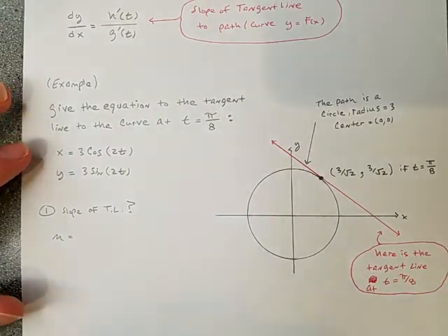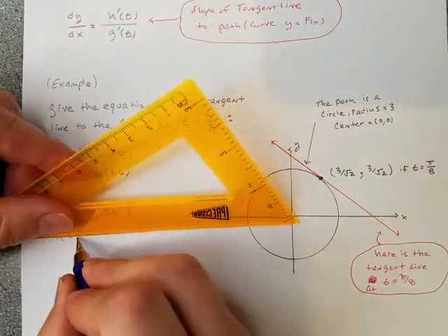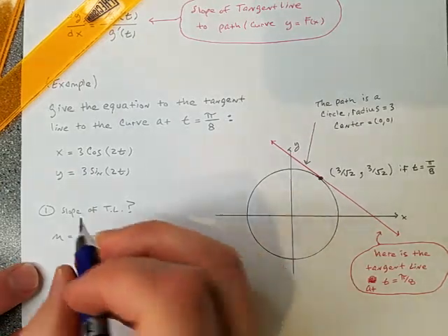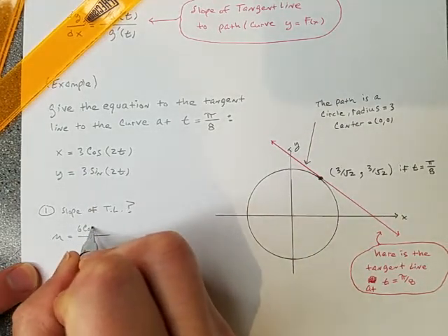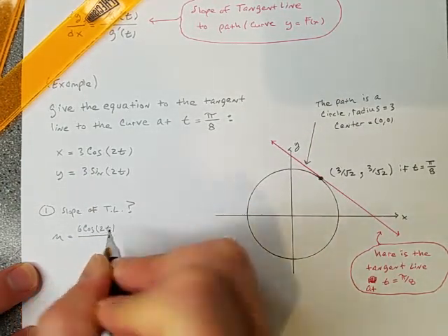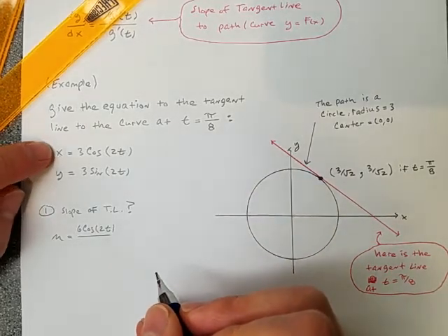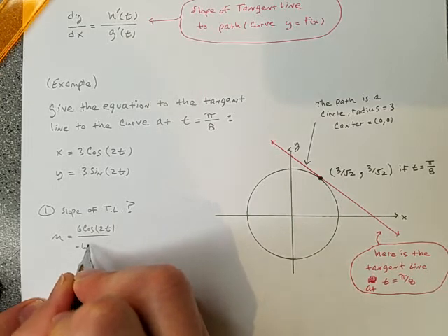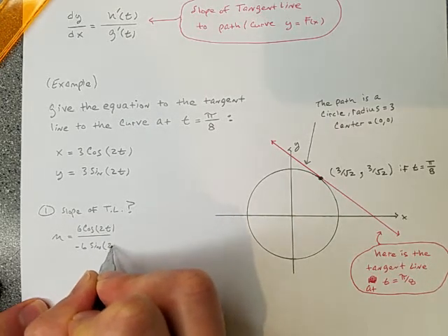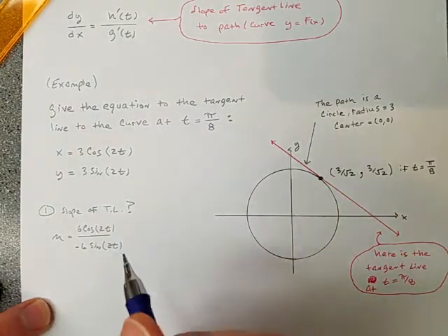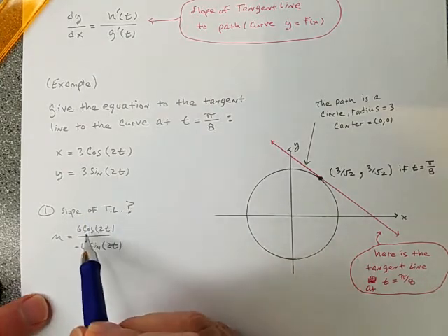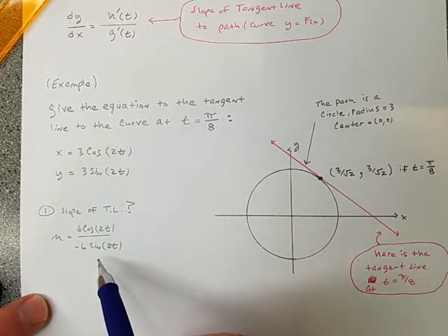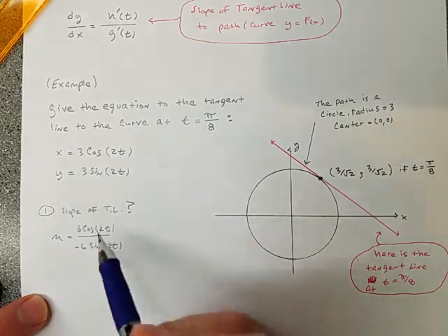So m is going to be the derivative of 3 sine 2t, so that's going to be 6 cosine 2t, over the derivative of 3 cosine 2t, so that's going to be negative 6 sine 2t, by the chain rule. All right, derivative of sine is cosine. I get the 2 and the 3, that's 6. Derivative of cosine is minus sine. Again, with the 2 and the 3, I get 6.